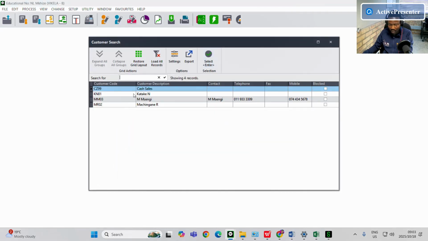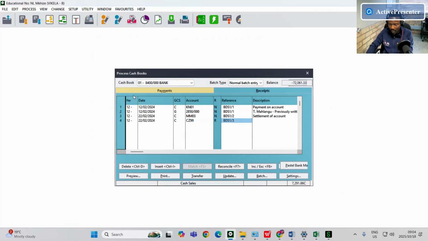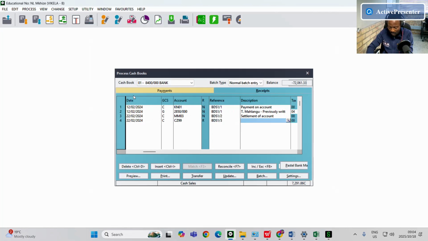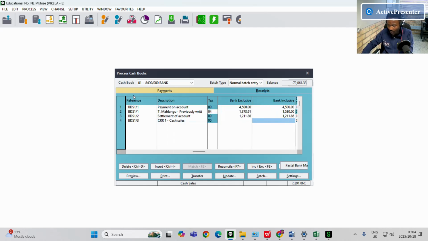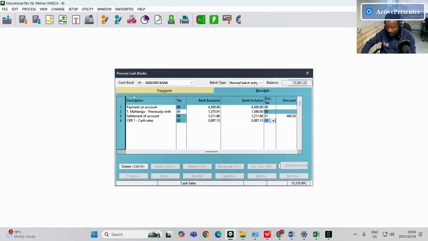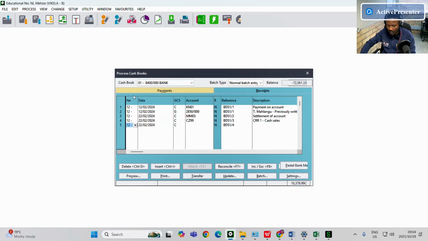Obviously, I'll be choosing cash customers or cash sales. Then it is BTS 1/3. Then it says CRR1. Then these are cash sales. The amount, okay, let me just make use of this. And the amount here is actually 3,087.13. So there's no discounts. Obviously, these are cash sales.